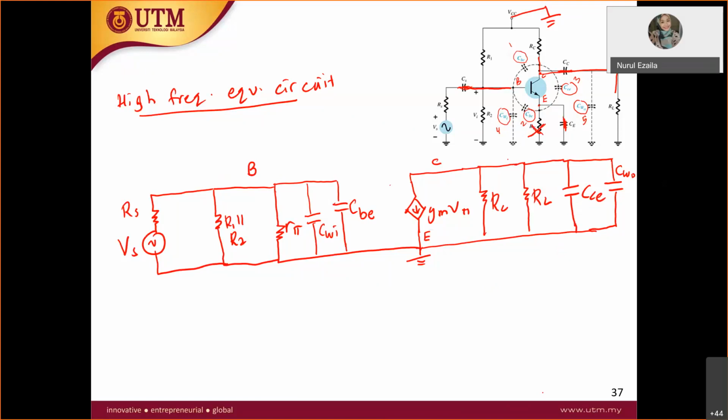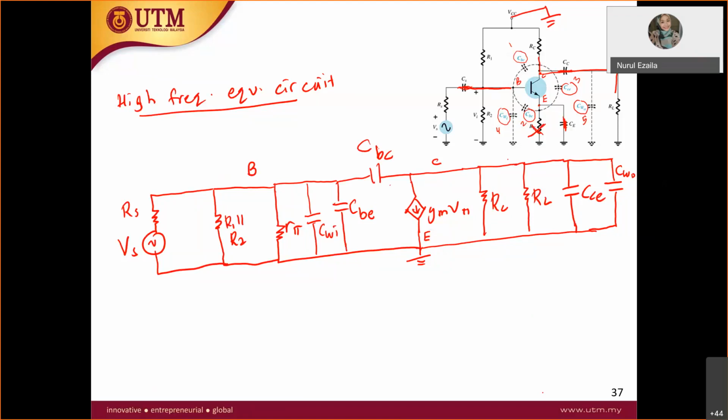CBE, BE already. CBC, CBE already done over here. CBC, yes, CBC. As you can see, you have from base to collector here, CBC. So this is quite an odd capacitor because instead of in parallel, now it is in series.